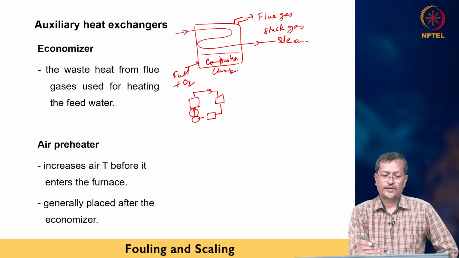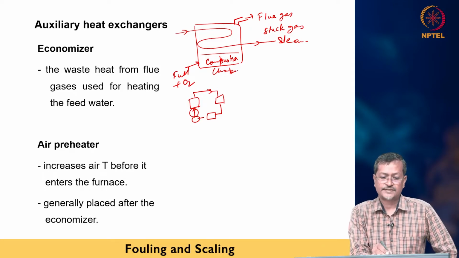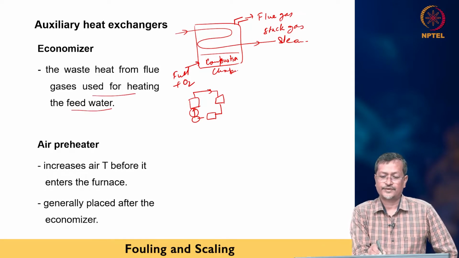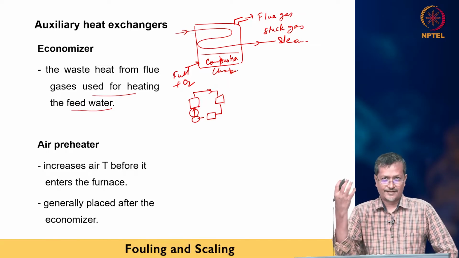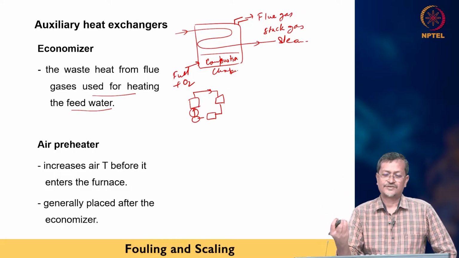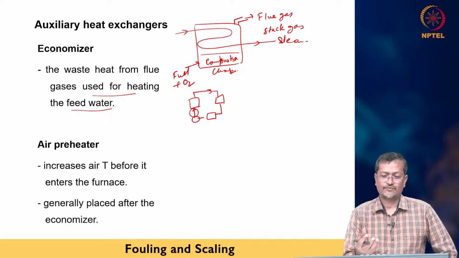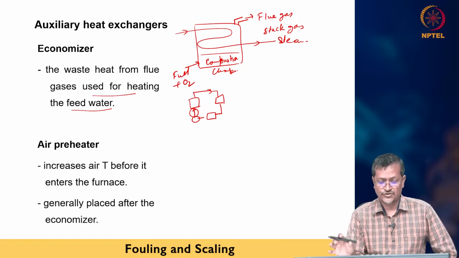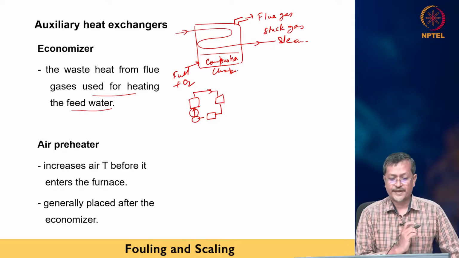The waste heat from the flue gas is used to heat the feed water. Then you are using some of the waste heat to increase water temperature, so your boiler performance will be increasing. This is called an auxiliary heat exchanger. So the economizer is a heat exchanger.